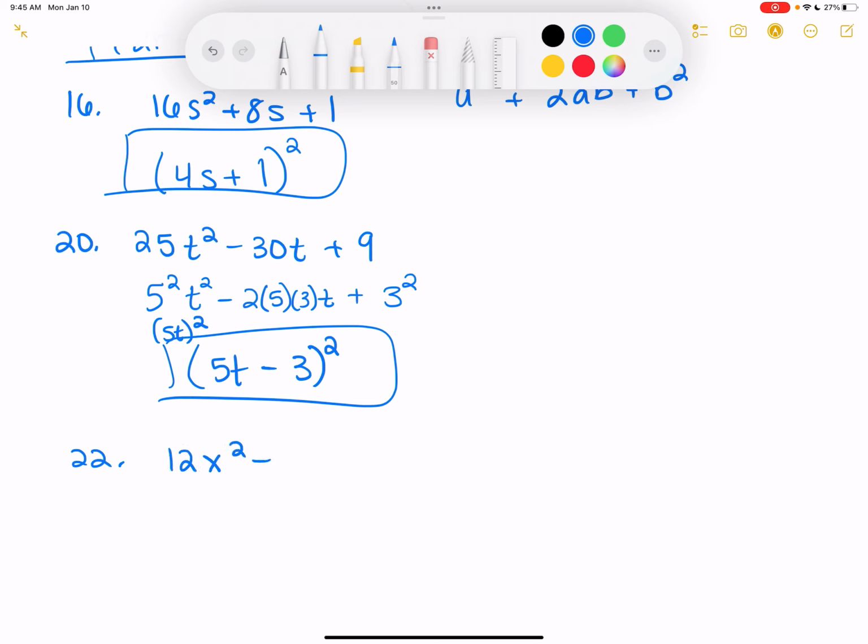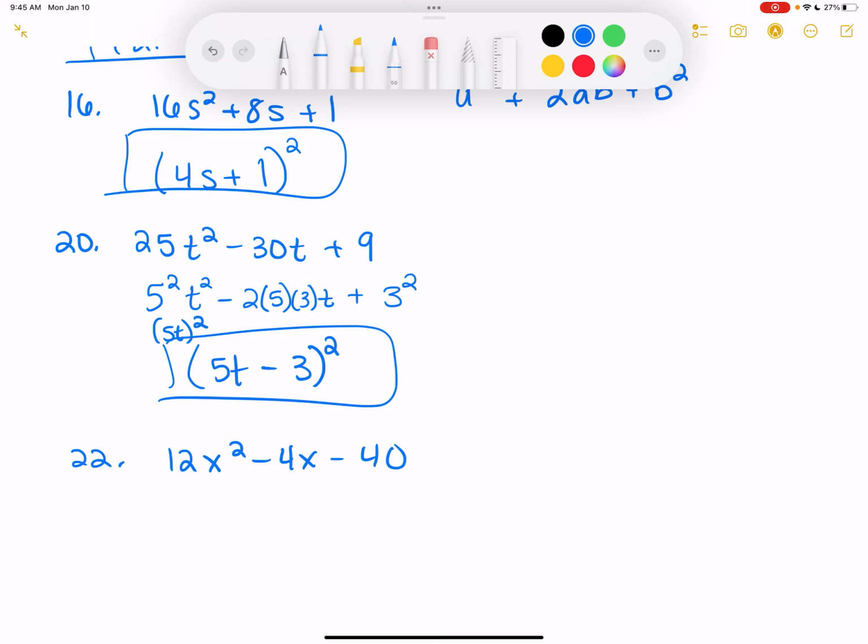12x squared minus 4x minus 40. Okay, so this might look a little scary at first glance. Those are some kind of big numbers, like 12 and 40, trying to figure out what in the world gives you negative 4. Kind of brutal, right? Probably don't want to prime factor that. That would be awful.